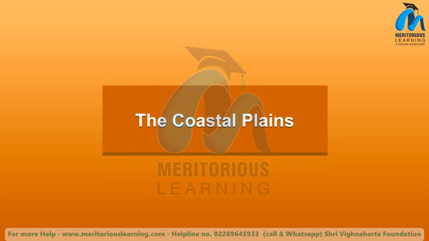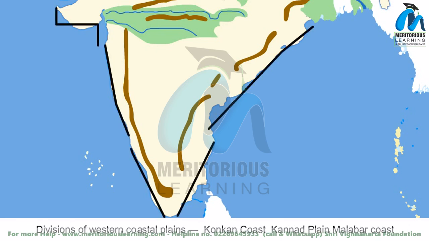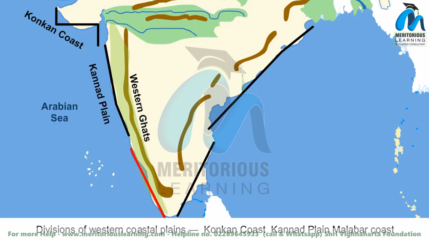The coastal plains. There are narrow strips of coastal plains on either side of the Peninsular Plateau. The narrow western coastal plain lies between the Arabian Sea and the Western Ghats. It is divided into 3 parts, the Konkan coast, the Kannad plain and the Malabar coast towards the south.